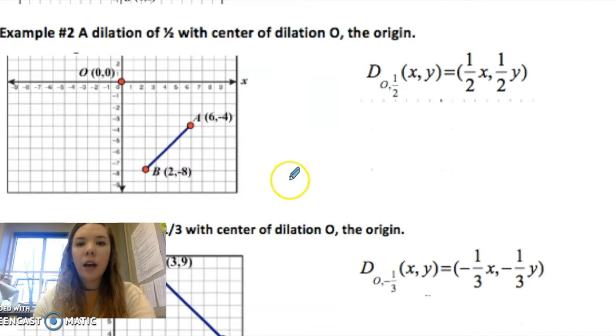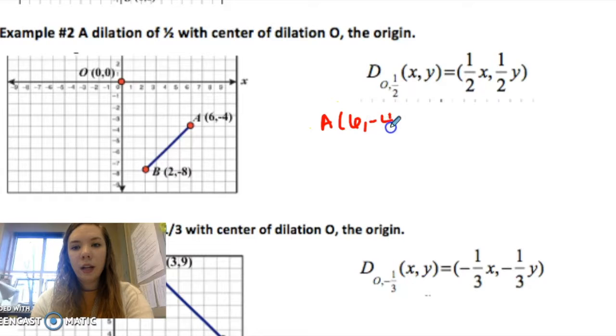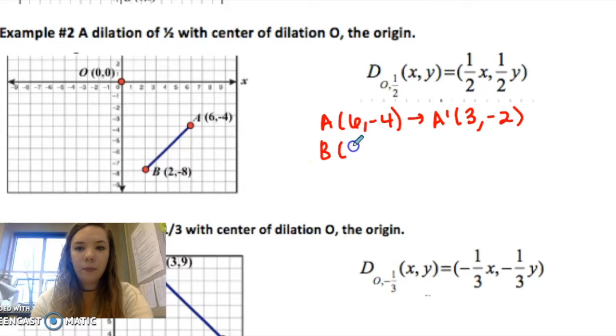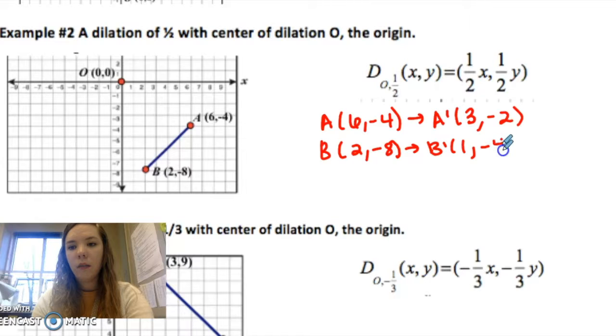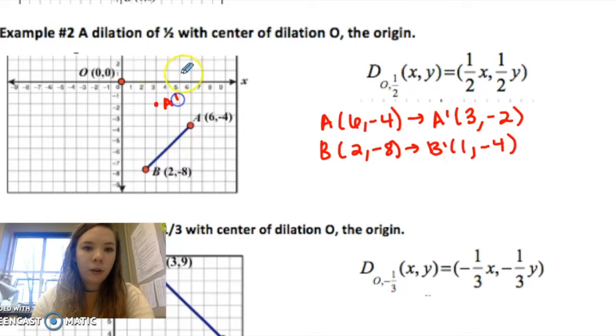A dilation of 1/2 with center of dilation O, the origin. So again, since it's at the origin, we just take our point and we multiply by 1/2. So if A is at (6, -4), 1/2 of 6 is 3. 1/2 of -4 is -2. And for B, 1/2 of 2 is 1. 1/2 of -8 is -4. So then we'll put those on our graph.